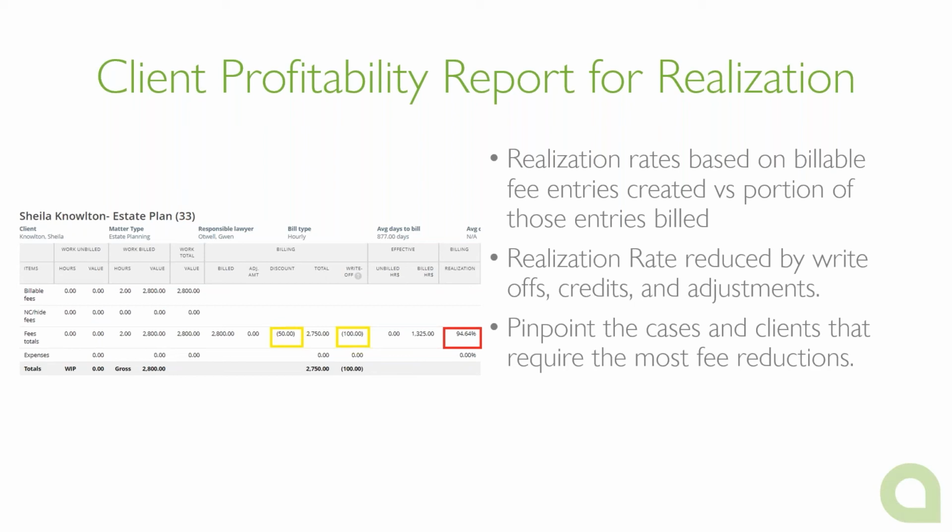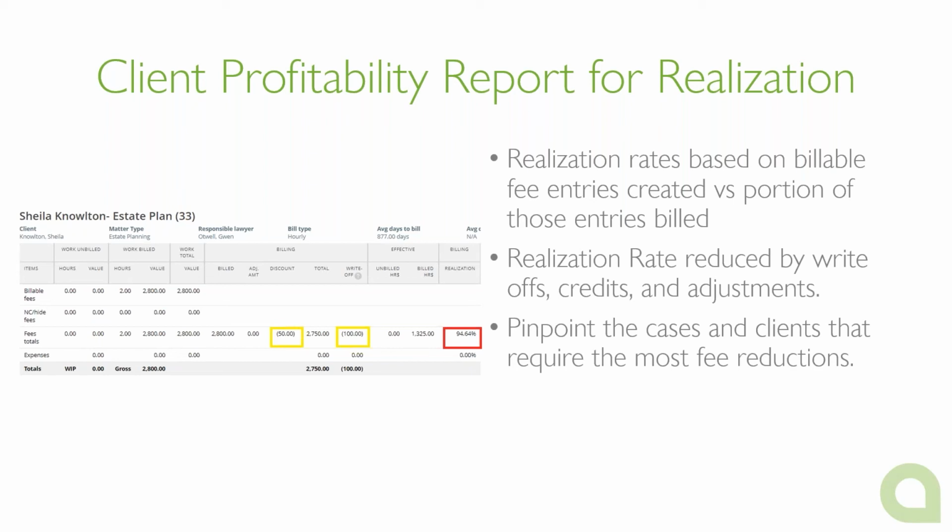Okay, so now that we know what realization is, let's talk about how to track it in Actionstep. So I would have to say, as nerdy as this might sound, the Client Profitability Report may be my favorite report in Actionstep. And that's because that's going to include information like your realization rate, your collection rate, which we'll get to in just one moment, the average days to bill, average days to pay. There's really just a lot of useful information in this report that is going to allow you to really zero in on the information that you need.